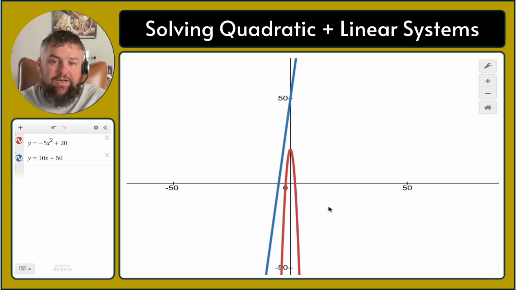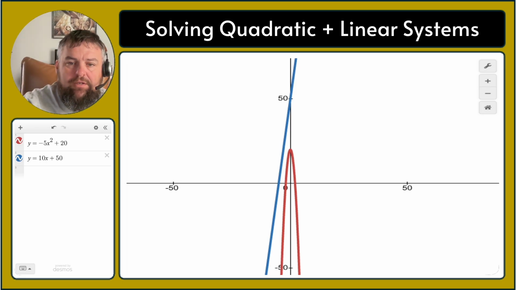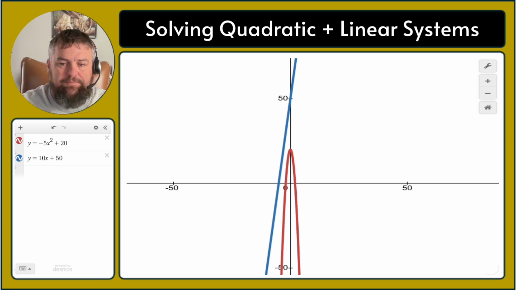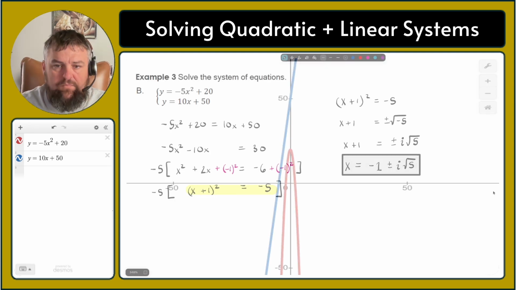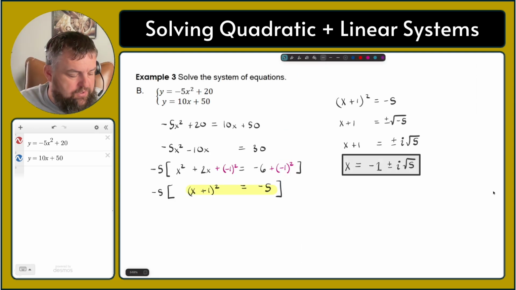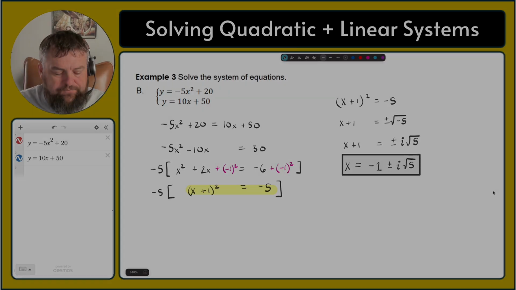So therefore, we cannot find the y value by plugging something in. So we have to settle for this being the answer. Okay, so that would be our final answer: there are two imaginary solutions.